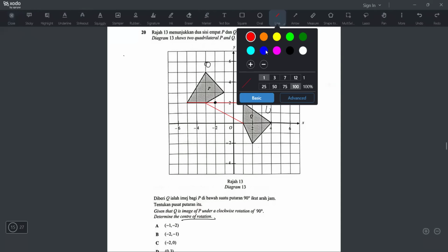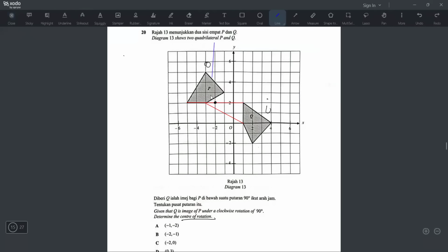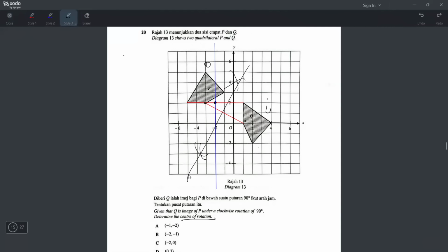Okay, I'll use a different color, maybe blue. So this blue line is the perpendicular bisector. The first perpendicular bisector. Now for the second perpendicular bisector, it is for this line. All right, how do you find the perpendicular bisector? If using a compass, you can just cucuk here, lukis atas, lukis bawah, and then cucuk here, lukis atas, lukis bawah, and then join lah.